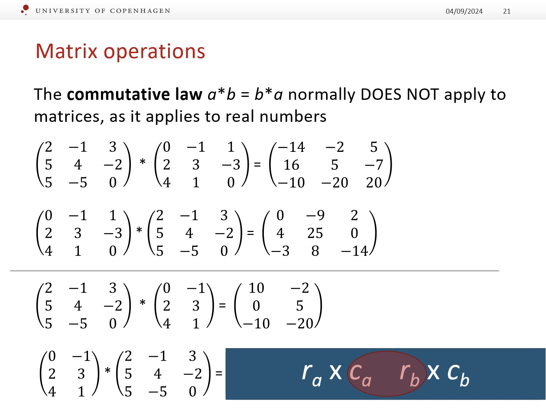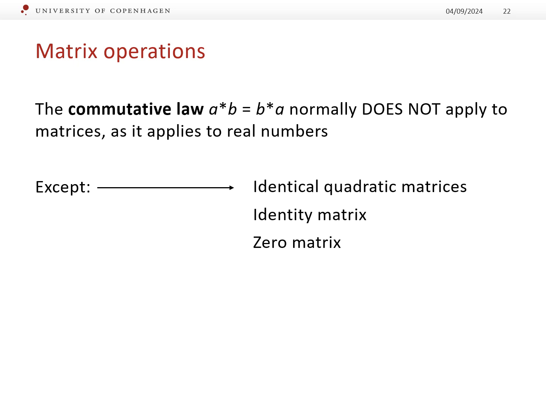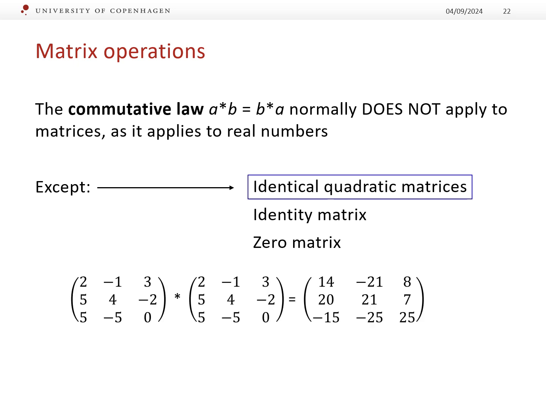But, as usual, there are exceptions. The commutative property does not apply to matrix multiplication except for identical quadratic matrices, identity matrices, or a zero matrix, which I mentioned before is a matrix completely populated by zeros. We can see very easily in this example why the commutative property works for identical quadratic matrices. It doesn't matter which one of them comes first, the results will be the same. And because they are quadratic, the number of rows and columns will always match.